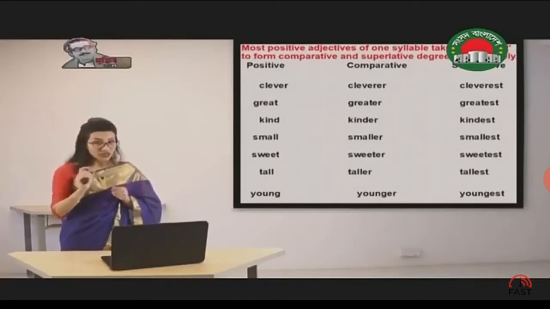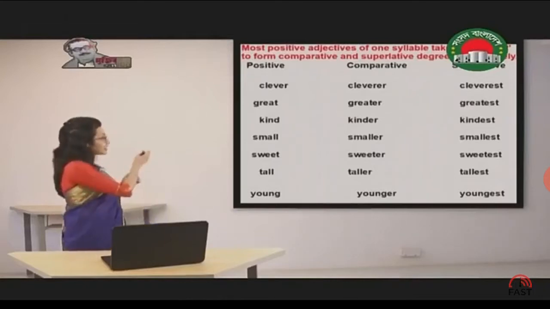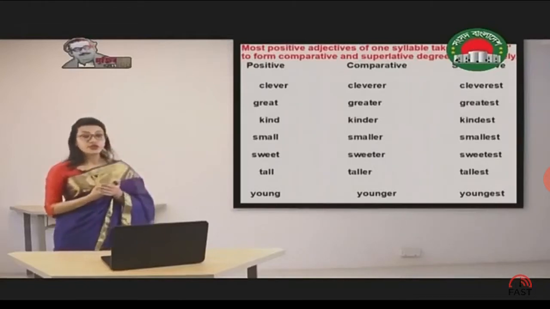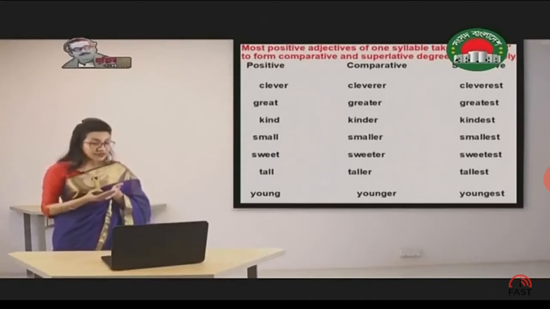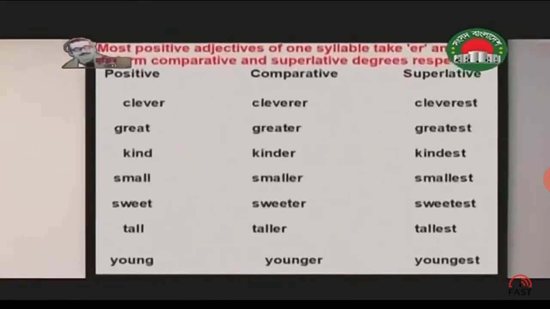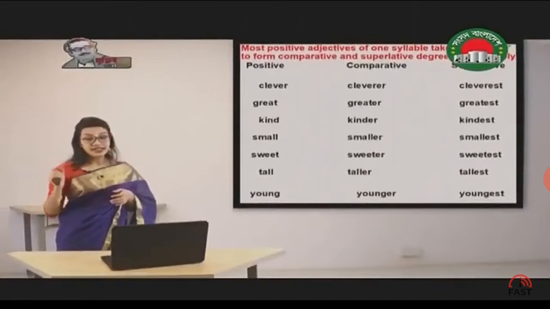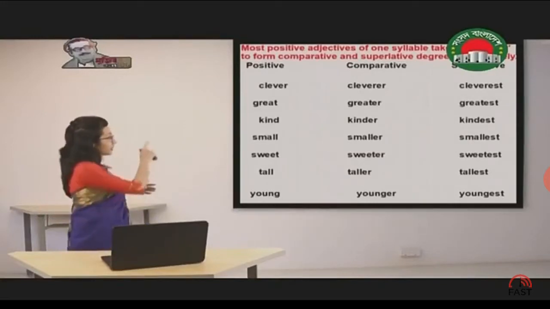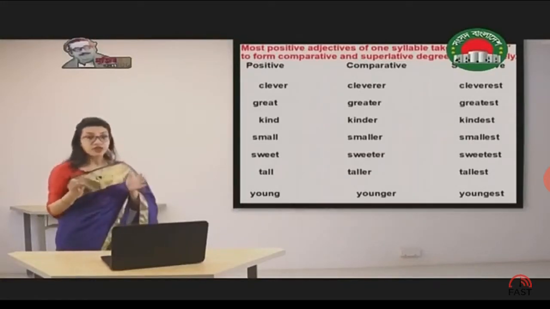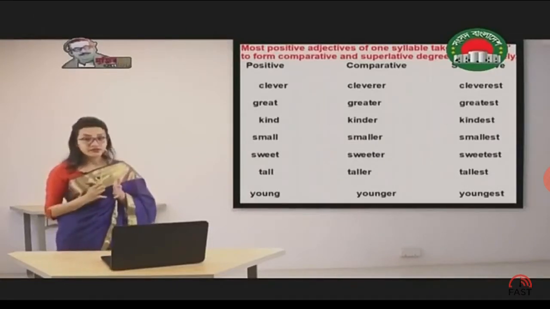If the word is one syllable, that means you can pronounce it at a time, and in that case what you're going to do is use ER in case of comparative and EST in case of superlative. For example, clever, cleverer, cleverest. So in the positive degree, we can see that the word clever can be pronounced at a time. Clever is a one-syllable word. And for that reason, we have used ER to form the comparative degree and EST to form the superlative degree.